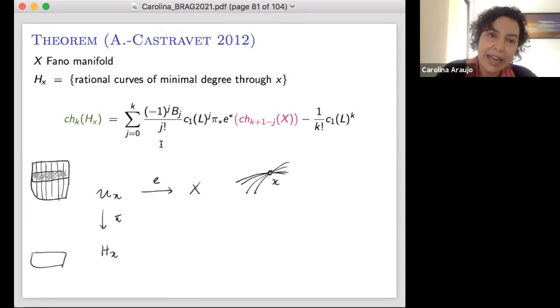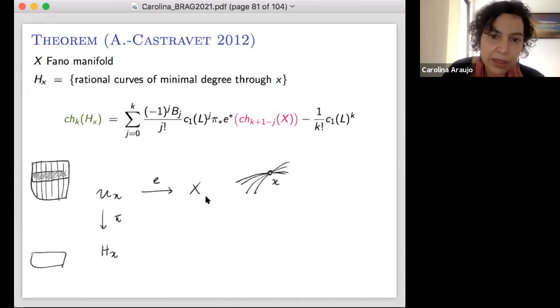Here H_X is a family of rational curves of minimal degree. It is a parameter space for rational curves, so it comes with a universal family, which we usually call U_X. This is a P1 bundle, so the fibers are all P1, and this morphism here I denote by pi. And there is an evaluation map that takes such a fiber to a rational curve of minimal degree through X. So we have this diagram.